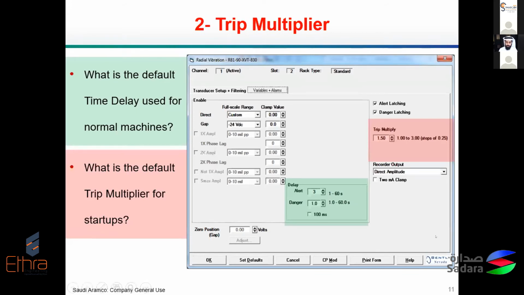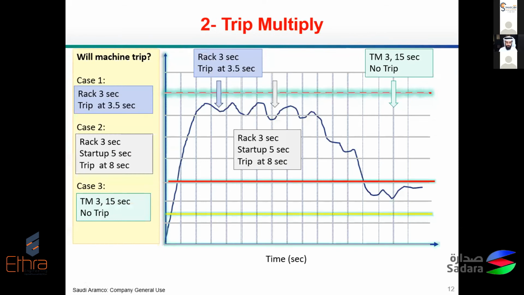It will show that normally we have danger with a time delay of 1 second. Danger is the red line basically, or the trip signal normally, and then the alert with 3 seconds configured as a default. Now, the next slide will actually show some examples here.